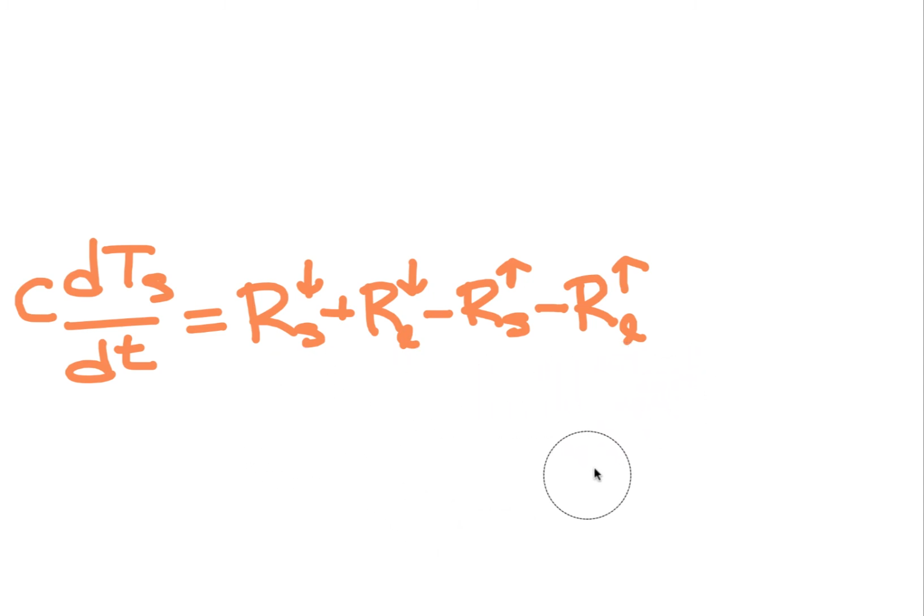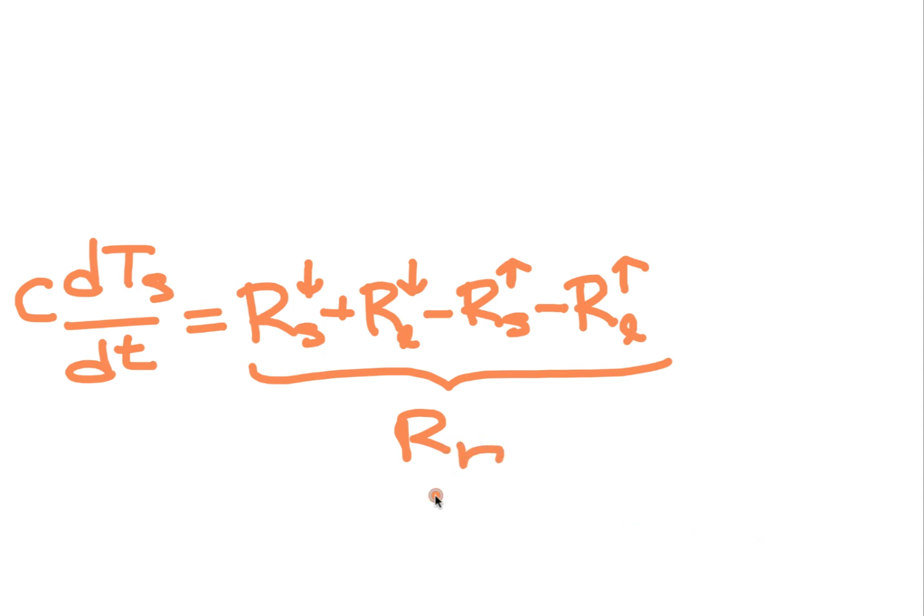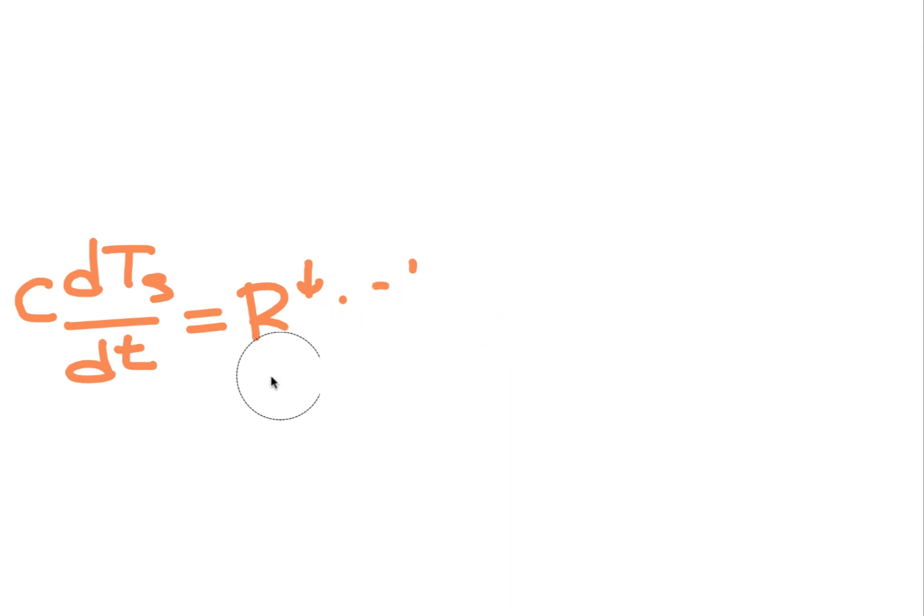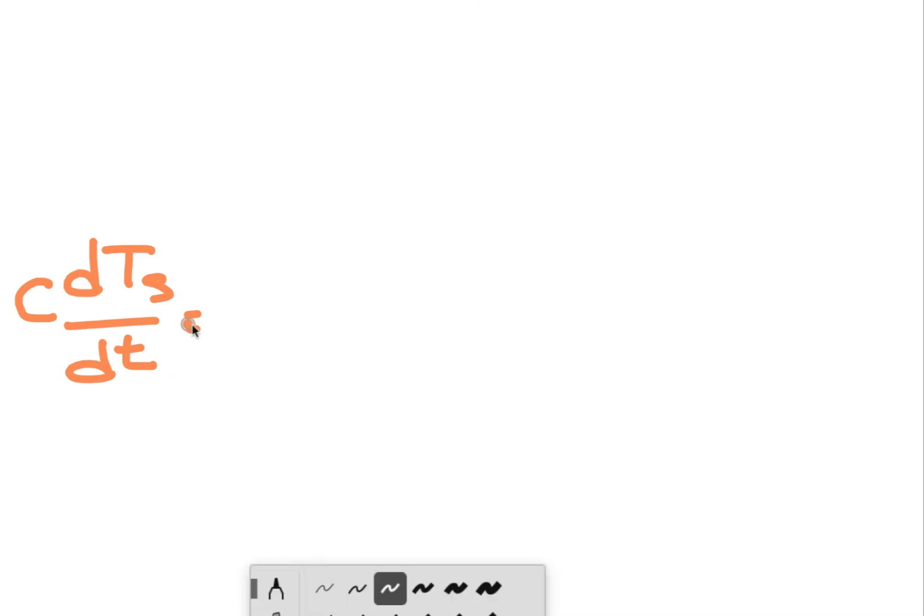And in fact, we can lump all of these radiation terms here, the incoming solar, incoming long wave, outgoing short wave, outgoing long wave, as R sub n, the net radiation. Okay, so remember that that was the definition of the net radiation. Okay, so we're going to go ahead and erase all of these individual terms, and we will just replace those four terms with the net radiation.